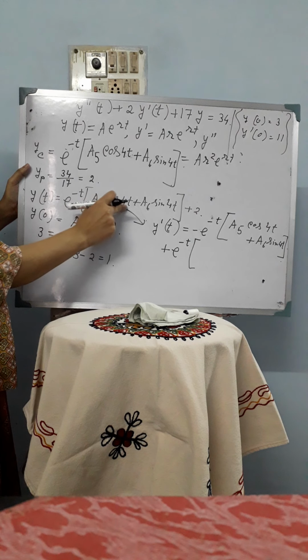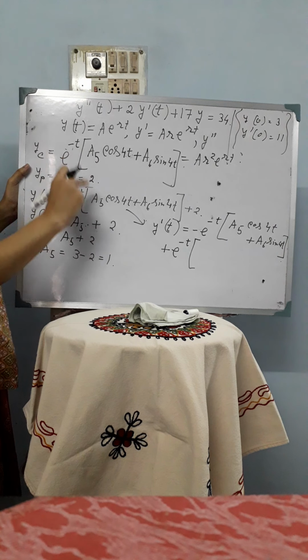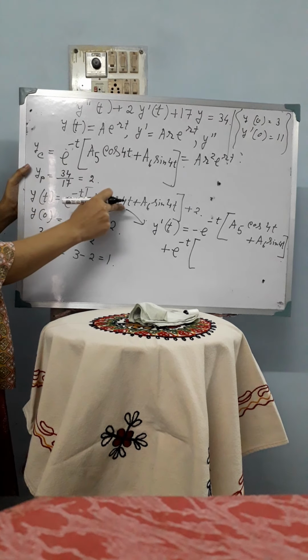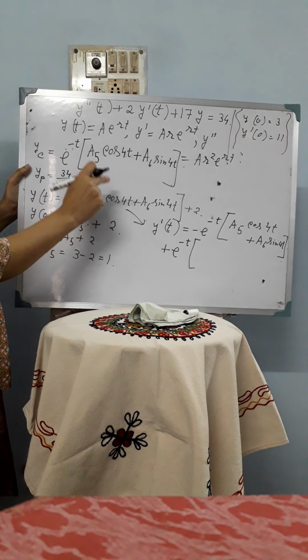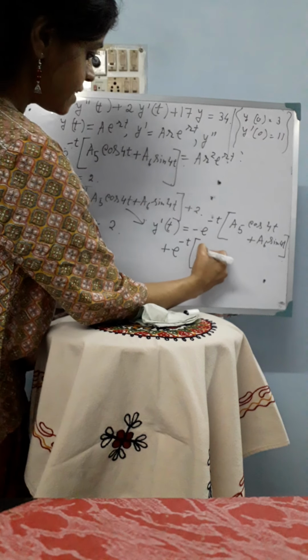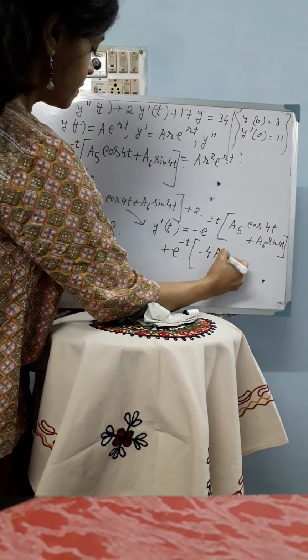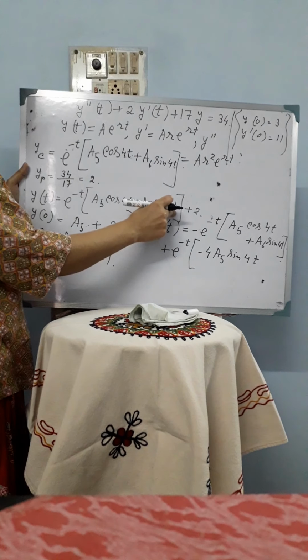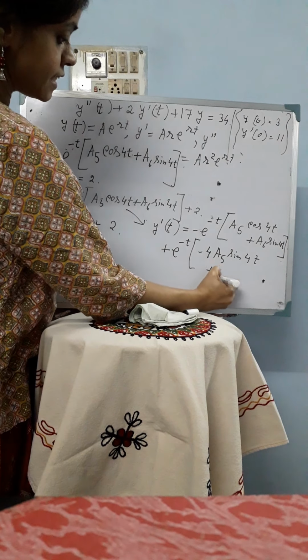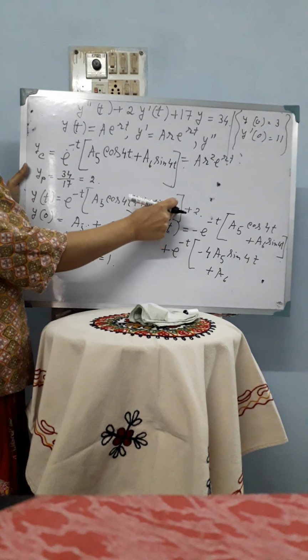What is the differentiation of the first term? The differentiation of cos 4t is minus sin 4t. Then we again have to take the differentiation of 4t, so minus 4a5 sin 4t. Then we have to take the differentiation of the next term, so plus a6 times the differentiation of sin 4t.